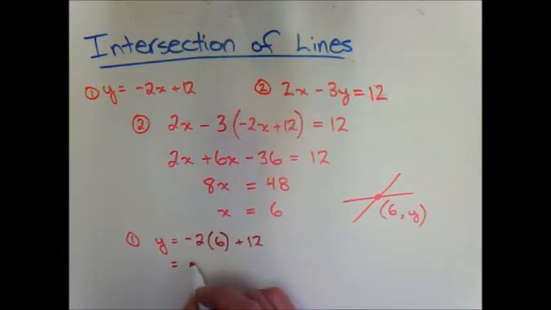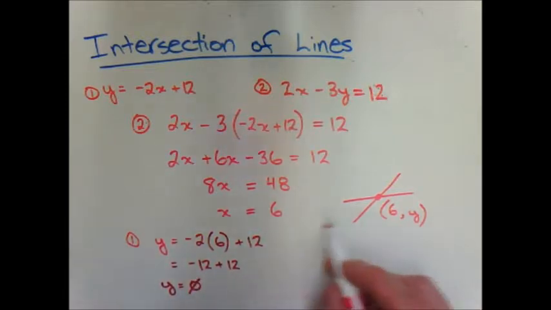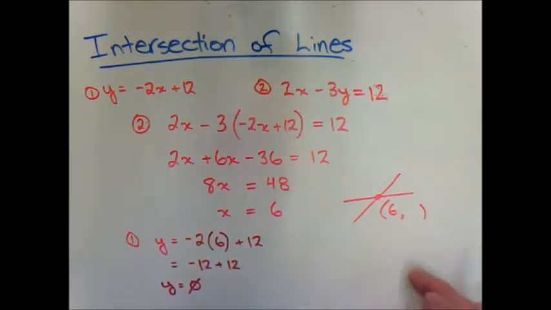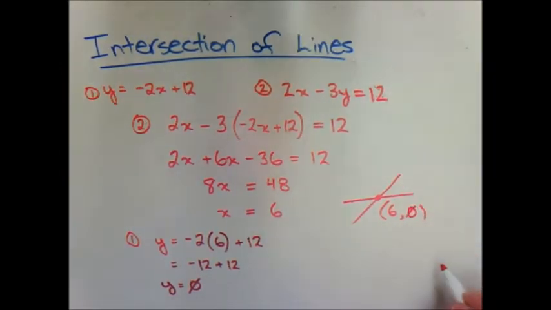Negative 2 times 6 is negative 12 plus 12. Well, here y equals 0. So I know that the point of intersection of these two lines is 6, 0.